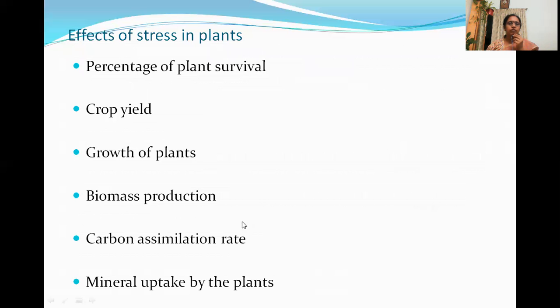What are the effects of stress in plants? The most important one is that the percentage of plant survival will be reduced, crop yield is reduced, and growth of the plants is retarded. And if the growth of the plant is retarded, biomass production is also reduced, and then the carbon assimilation rate is also reduced. Mineral uptake by the plants is also affected.